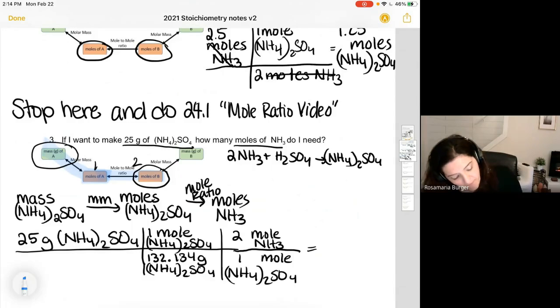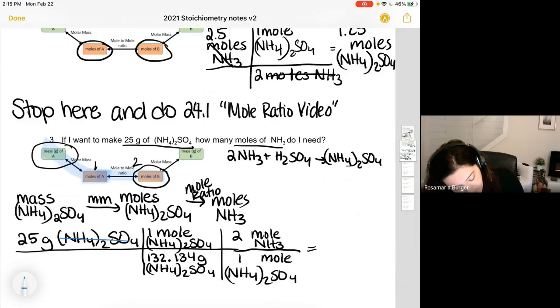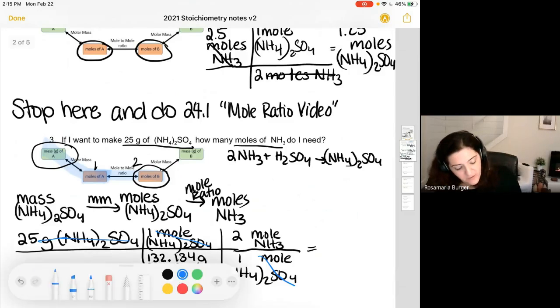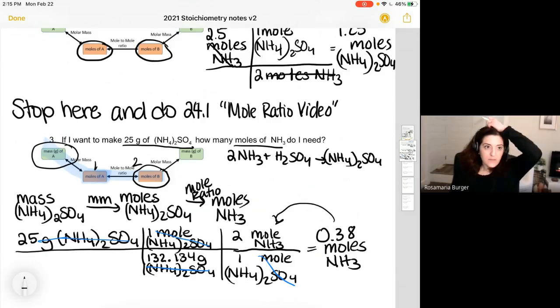So let's see if things cross off for us. We've got grams of ammonium sulfate crossing off. Now moles of ammonium sulfate cancel out, and you're left with moles of NH3. So I'm going to do 25 divided by 132.134. Then 2 is in the numerator. So I'm going to get 0.38 moles of NH3. And that unit is coming from right here, moles of NH3. Okay, so we went from grams to moles now. So let's see what else we can do.